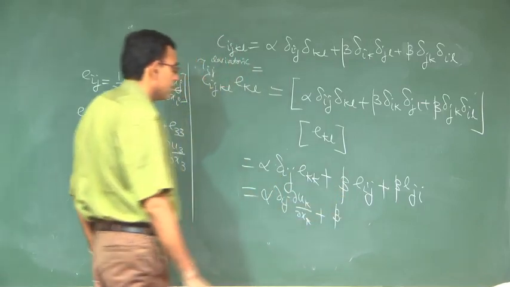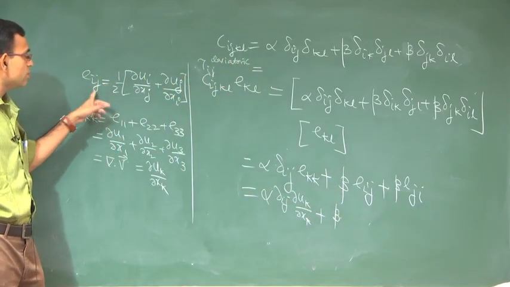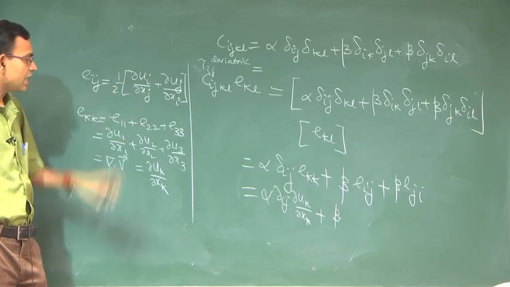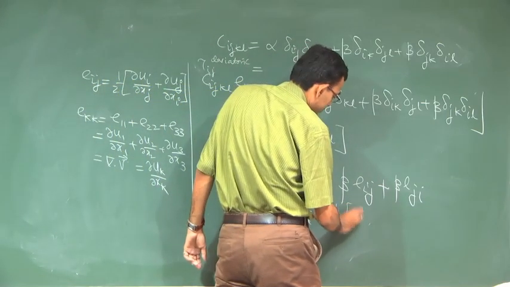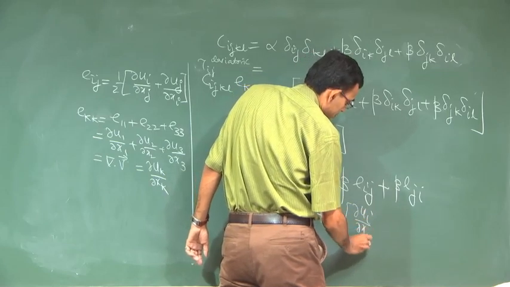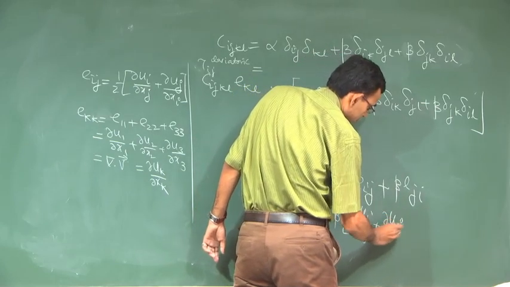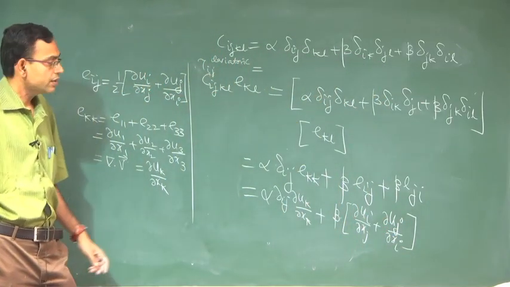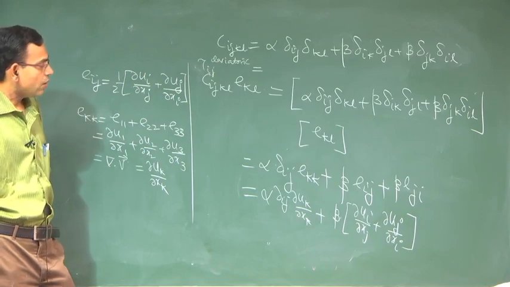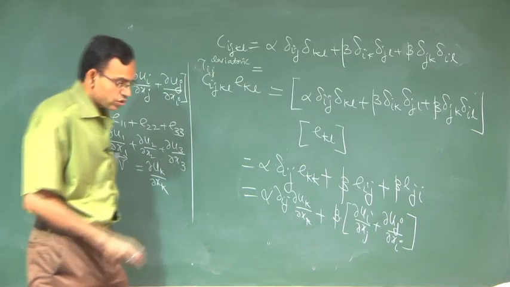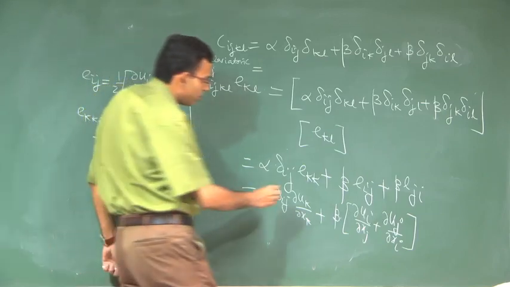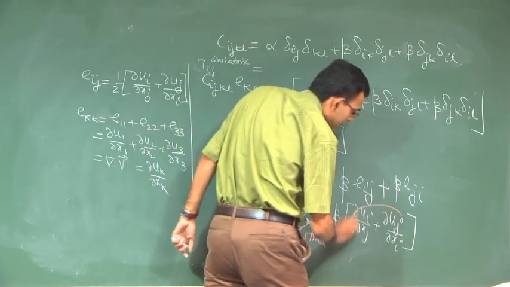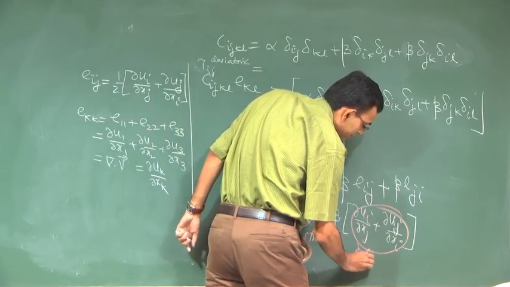Plus beta. Eij is this one and Eji is the same thing. So, Eij plus Eji is simply this. Okay. So, this is tau ij deviatoric. So, physically this is what? This is related to volumetric strain, and this is related to rate of deformation.